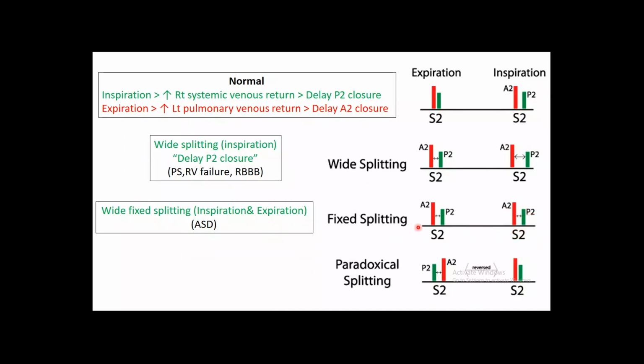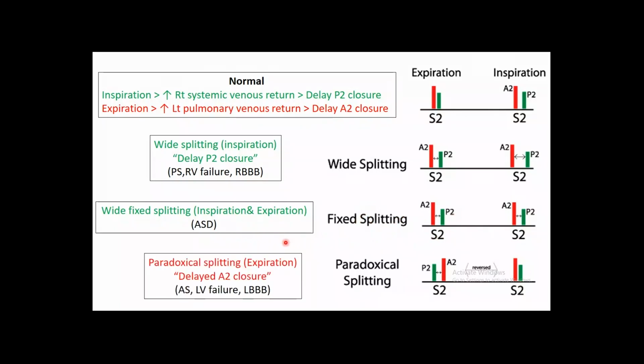What causes wide splitting during expiration? During expiration, there is an increase in the pulmonary venous return to the left atrium, which is actually shunted across the septal defect to the right side, causing also delayed pulmonary closure during expiration. So there is wide splitting that is fixed during inspiration and expiration. This is pathognomonic for atrial septal defect.